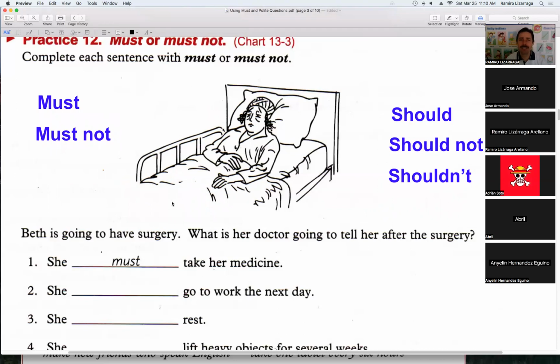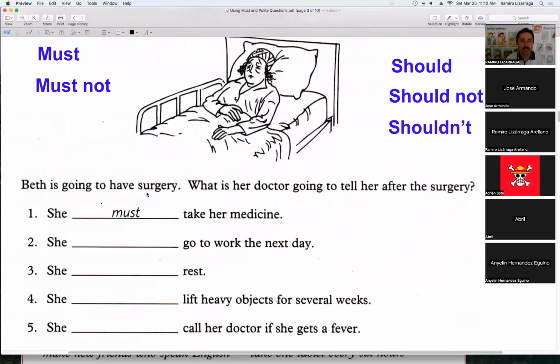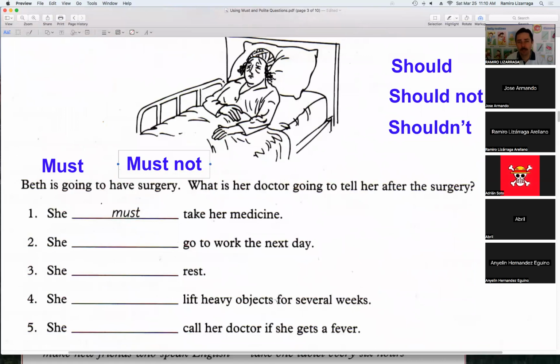Bueno, vamos a hacer este ejercicio. So you're going to give me an option. You must or must not. Okay. So take a look at this woman right here. Her name is Beth. So she's going to have a surgery. I think she's very ill.